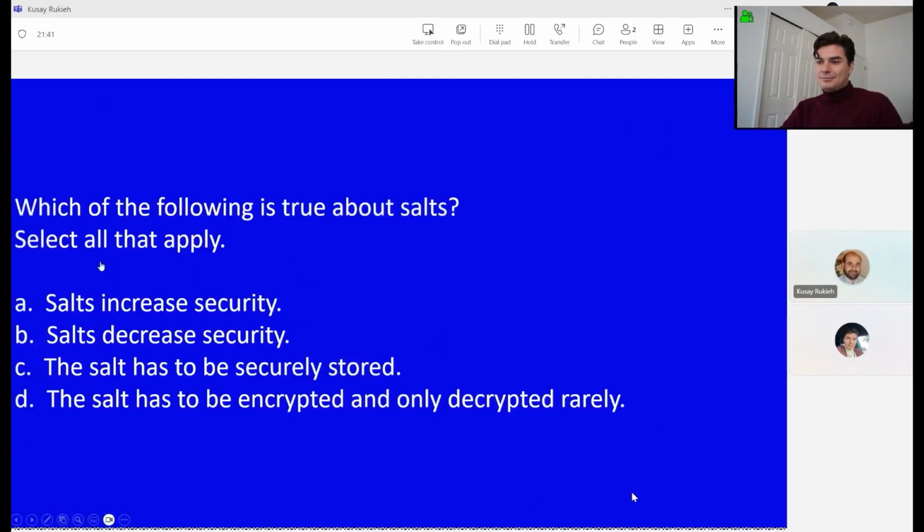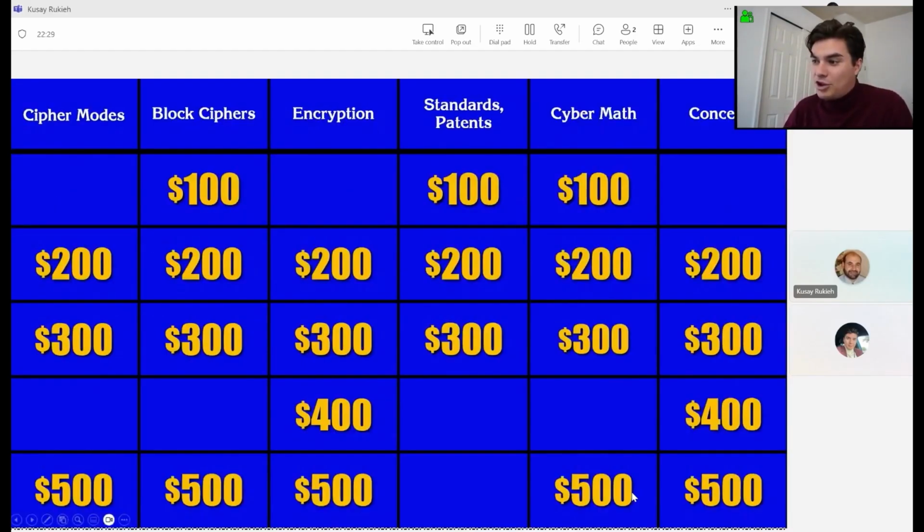Concepts for $100. The easy one. Which of the following is true about salt? I want to say it increases security. It adds a random value to the password, which then gets hashed, so that is increasing security. It also creates randomness. So A is the first choice.